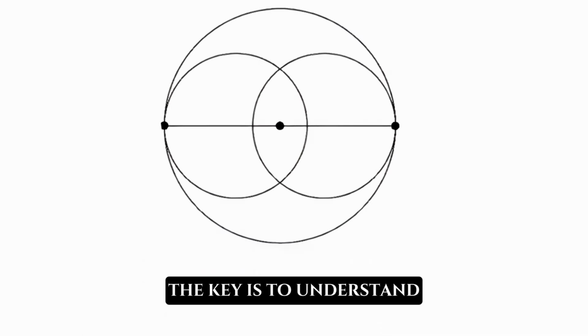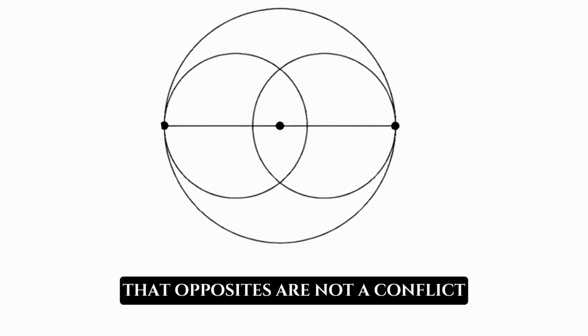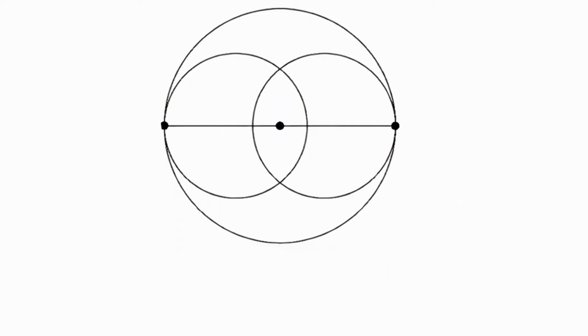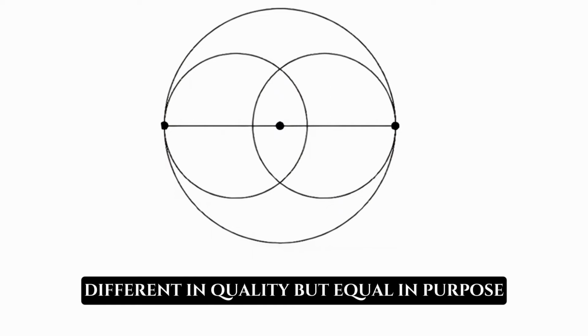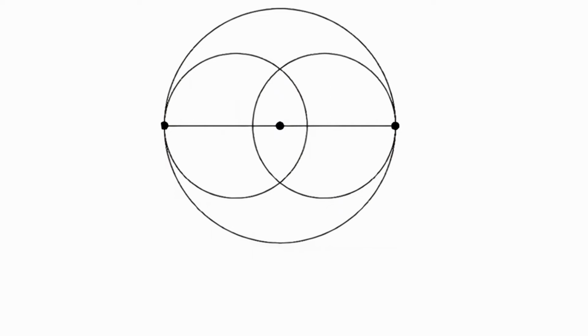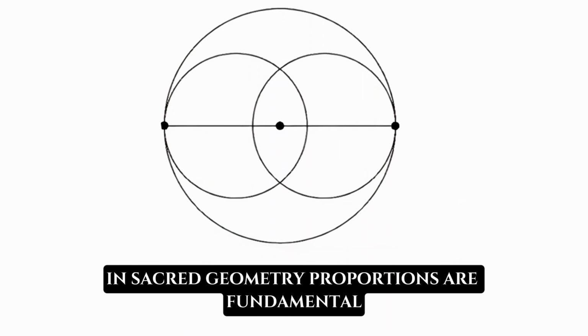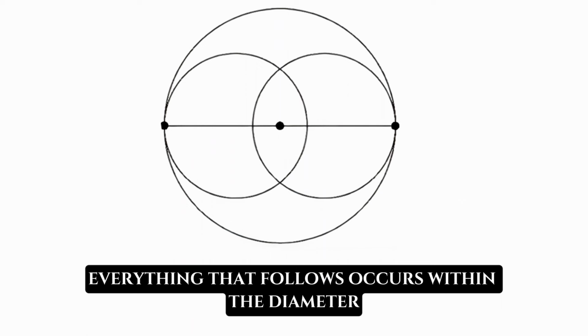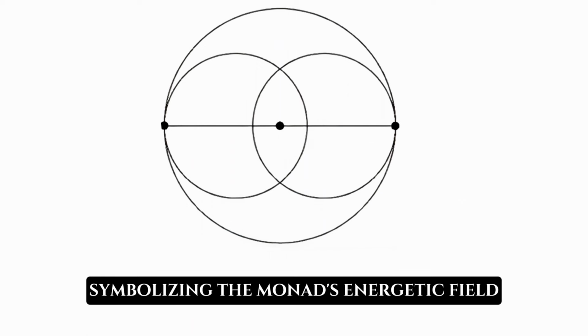The key is to understand that opposites are not a conflict of good and evil. They are simply two boundary states of one unified whole, different in quality, but equal in purpose. In sacred geometry, proportions are fundamental. Everything that follows occurs within the diameter, symbolizing the monad's energetic field.